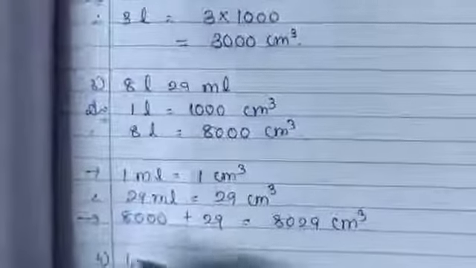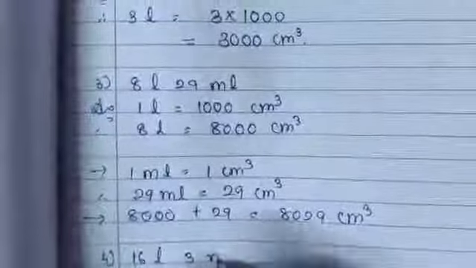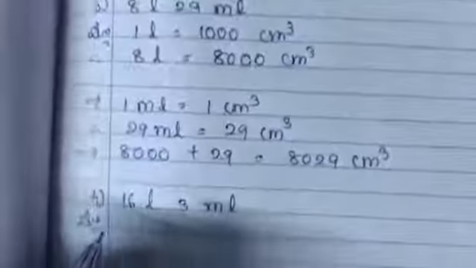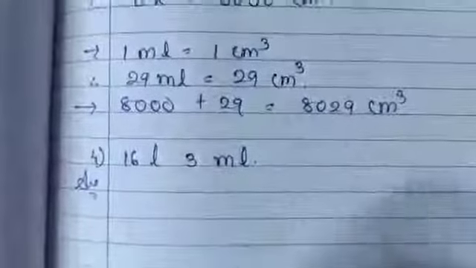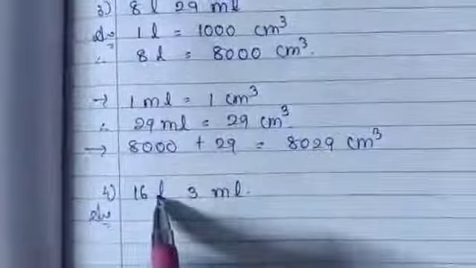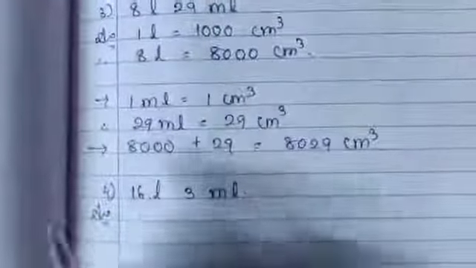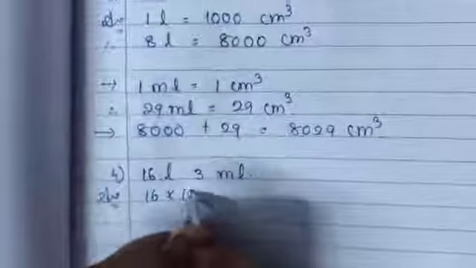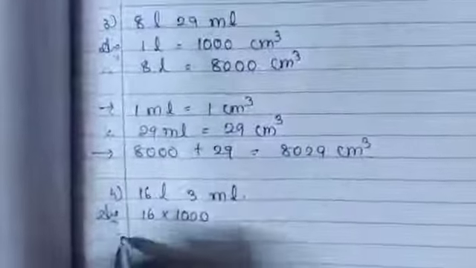Okay, now number 4, 16 liter and 3 milliliter. What will the answer be? We do the same: first liter and then ml we have to convert. 1 liter equals 1000 cubic centimeter. So 16 liter equals 16 multiplied by 1000, which means 16,000 cubic centimeter.